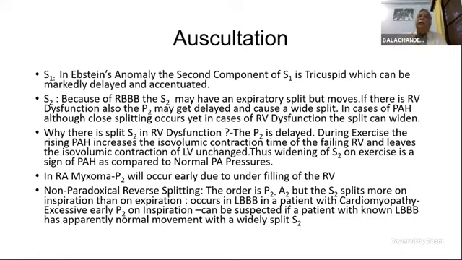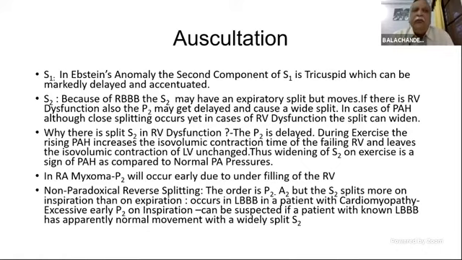Now, why is there a split in RV dysfunction? The P2 is delayed. During exercise, the rising pulmonary artery pressure increases the isovolumic contraction time of the failing RV. This is only in severe PH with TR, and leaves the isovolumic contraction of the LV unchanged. So therefore, the widening of the S2 on exercise is a sign of PH as compared to normal pulmonary artery pressure. So if you get a widening of S2 on exercise, you are dealing with PH. Sometimes when you have RA myxoma, the P2 will occur earlier.